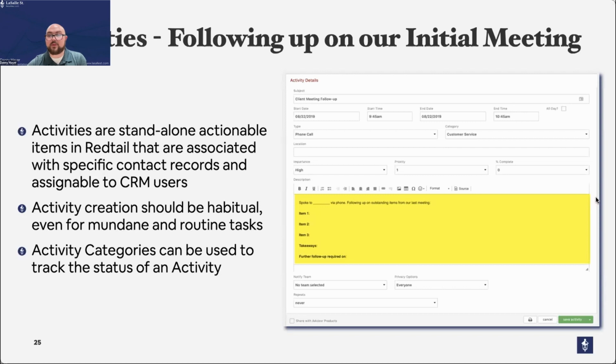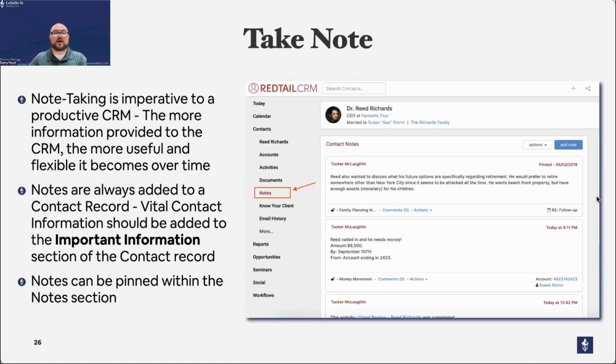So assuming that we have this activity set up, we'll want to also make sure that we are taking notes. Note taking is imperative to having a productive CRM. It may sound like a broken record, but it can't be stressed enough that the more information you can provide to your CRM system, the more useful and flexible it will be over time. You do have several places to take notes, whether that be a contact record or an activity record, or something that you're doing within the context of a seminar.